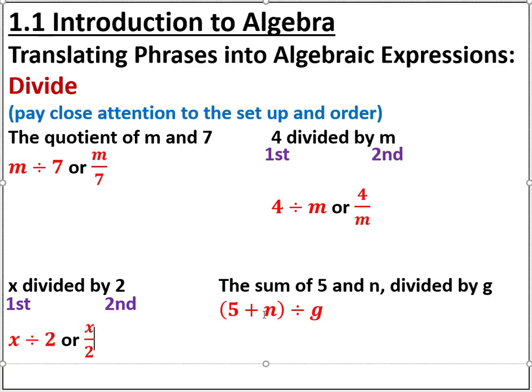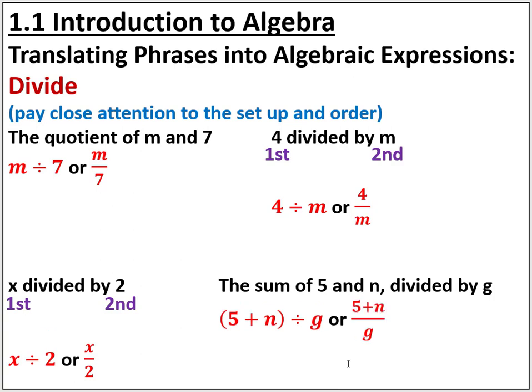Now, here we have it written horizontally. If you write it as a fraction, whatever is in the parentheses, since it's first, in front of the division sign, we're going to put that as the top, the numerator of the fraction, and the g, which is written after the division sign, will be in the bottom, or the denominator of the fraction. So here we have 5 plus n over g. So just like addition, just like subtraction, for division, make sure that you pay very close attention to the order.